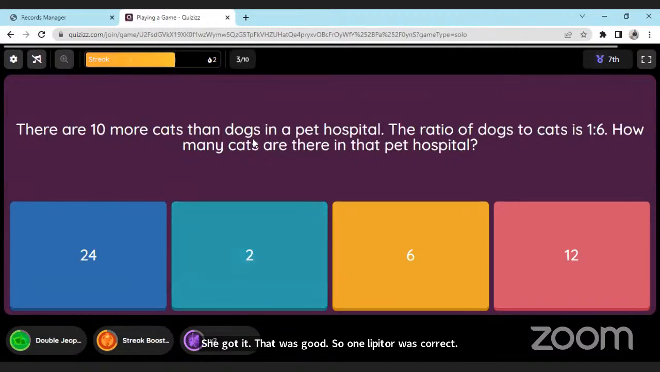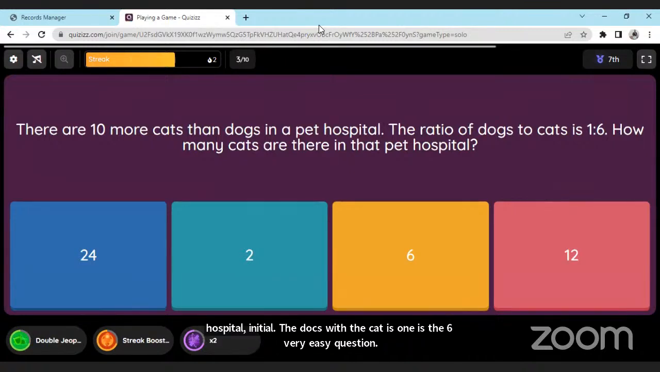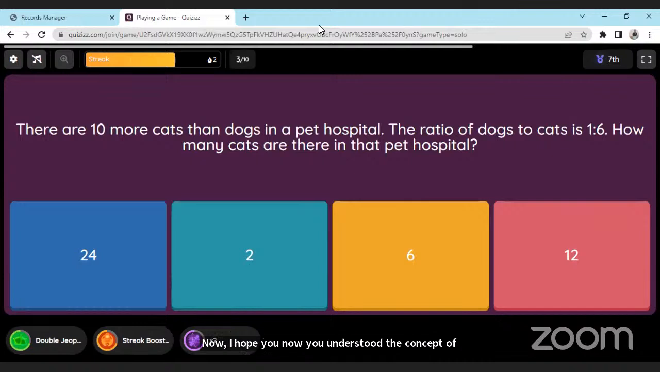Next one. There are 10 more cats than dogs in a pet hospital. The ratio of the dogs to the cats is 1:6. Very easy question now. I hope you understood the concept that the difference between the ratio is equal to the difference between the amounts.